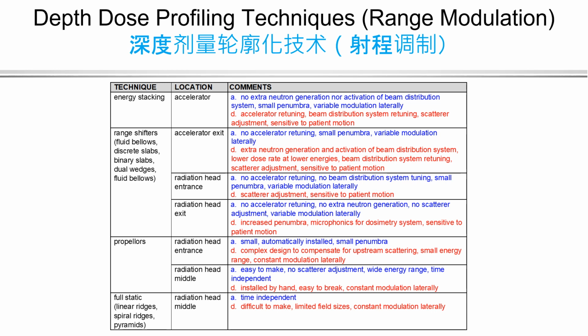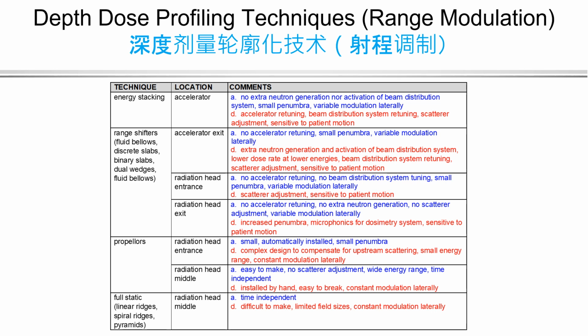When using propellers near the middle of the radiation head, advantages are that they are easy to make, no scatter adjustments are necessary, they work over a wide range of energies, and they are time independent. Disadvantages are that they must be installed by hand, are easy to break, and have a constant modulation laterally.